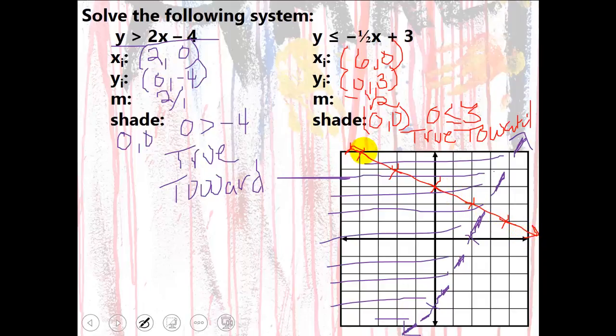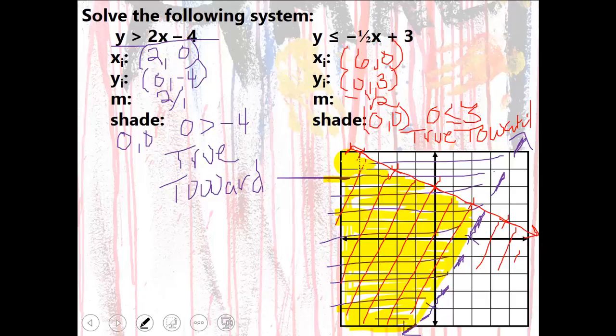Now I'm going to shade it towards 0, 0, so that's going to go this way. And you see where my purple shading is overlapping my red shading? That's the area of the solution of my system. So here's where my solutions are, all in this highlighted area. Okay, below the red line and to the left of that purple dashed line. These are my solutions.